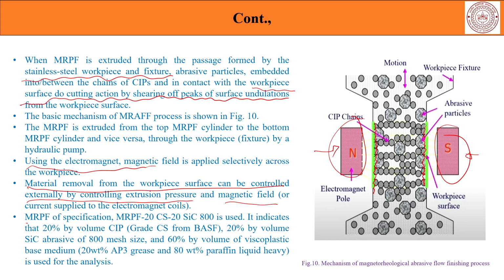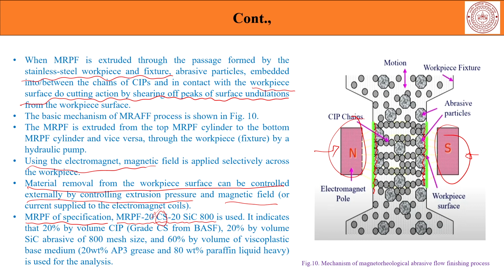Now, the MRPF has specifications, things like MRPF 20, CS 20, SiC 800. What it indicates is the percentage by volume that each component has in the slurry. For example, this particular number here, 20, means the volume percentage of the CIP. The grade of the CIP is CS. This is generally obtained from BASF. There is a company which is specialized in making CIP particles. It is also the company which typically used to supply this for all the hard drives and displays, hard drives and gramophone records and others, and it is a long-standing history.